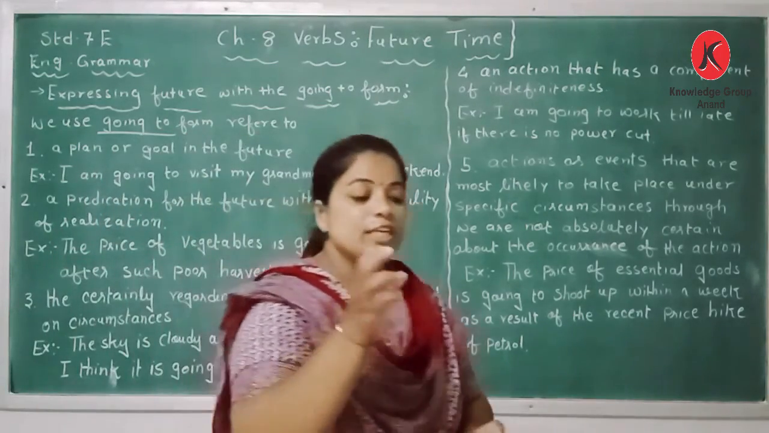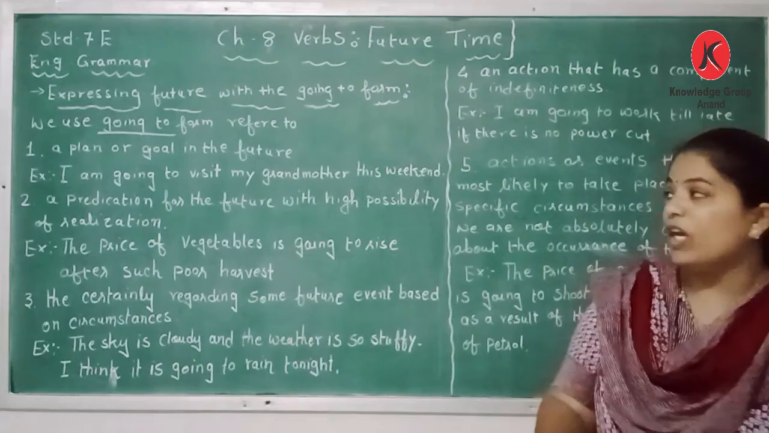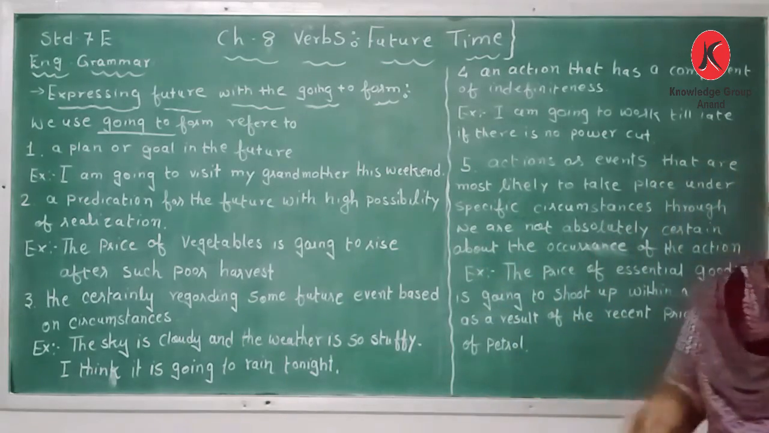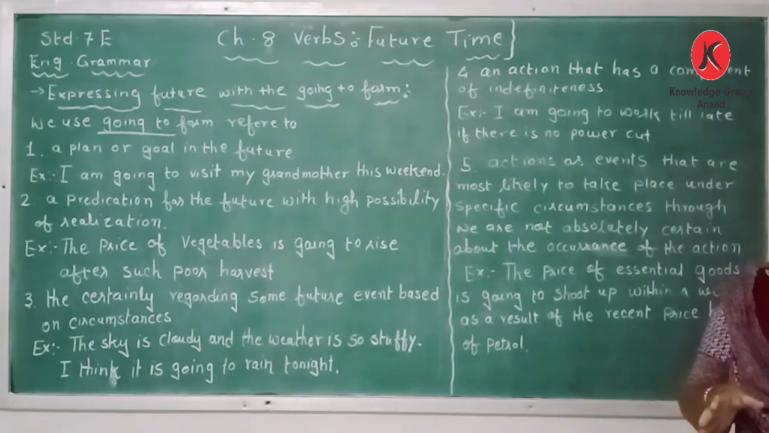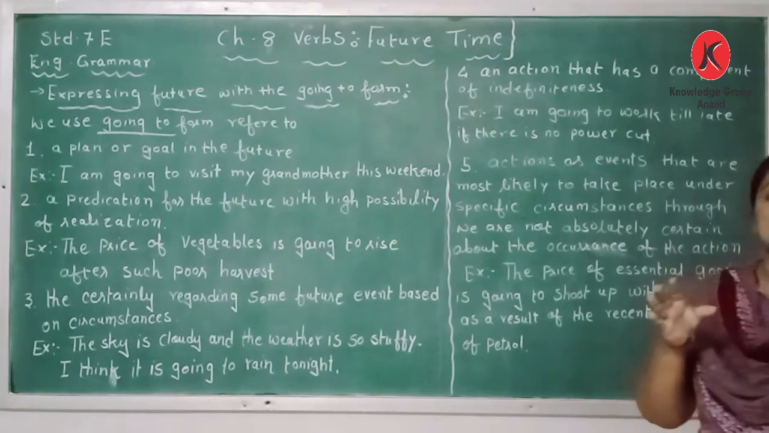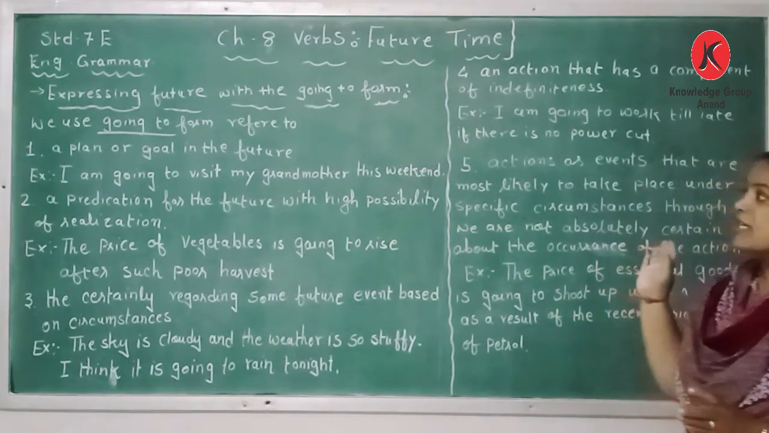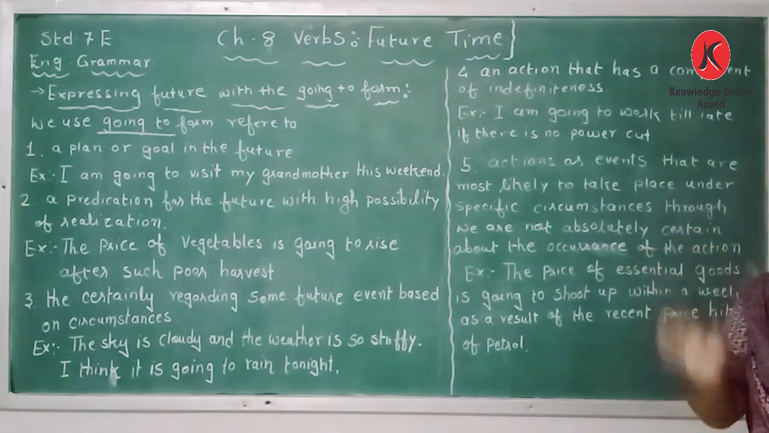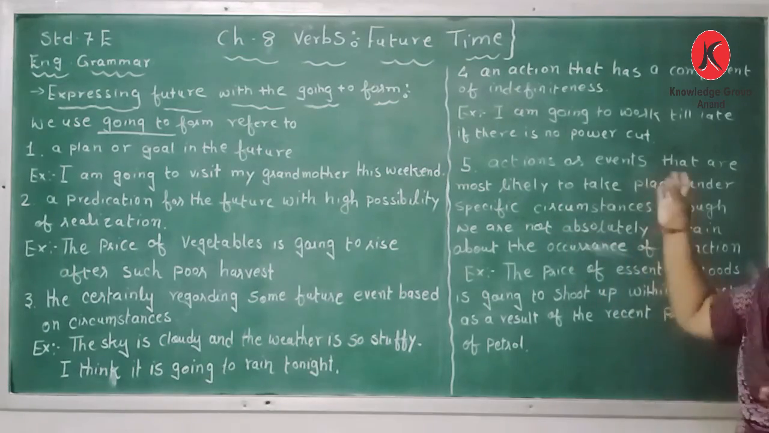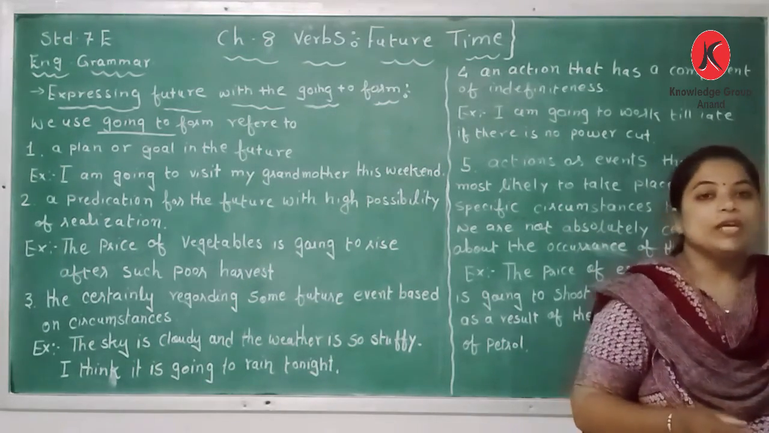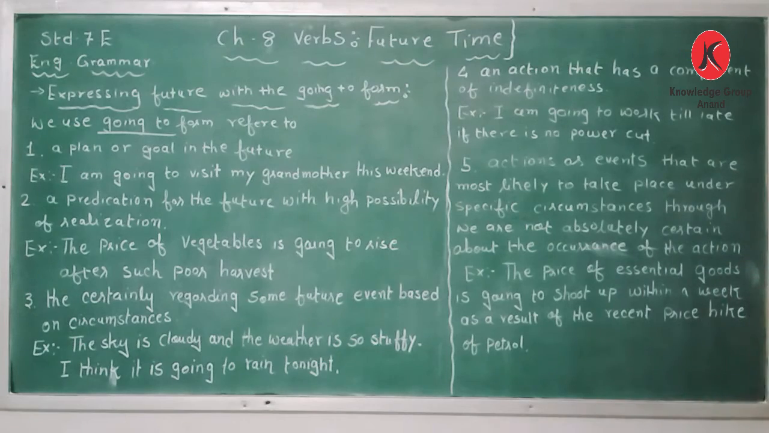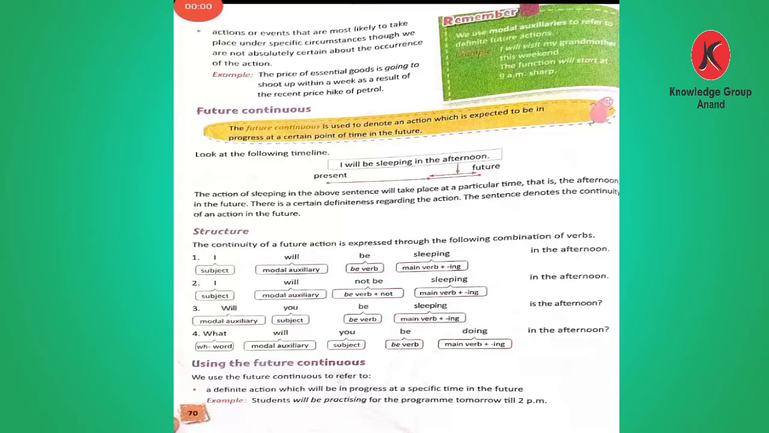So for these 5 points we use the going to form in a sentence, expressing future with the going to form. With these 5 points we are using it. So write down these 5 points in your notebook with good handwriting.